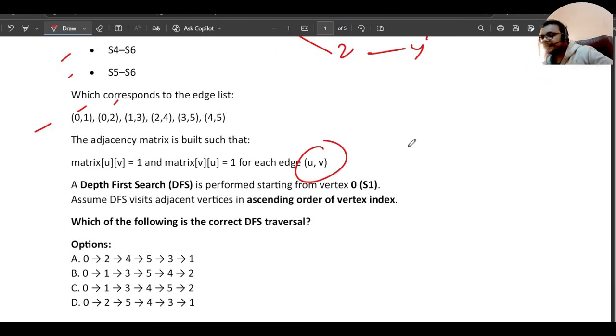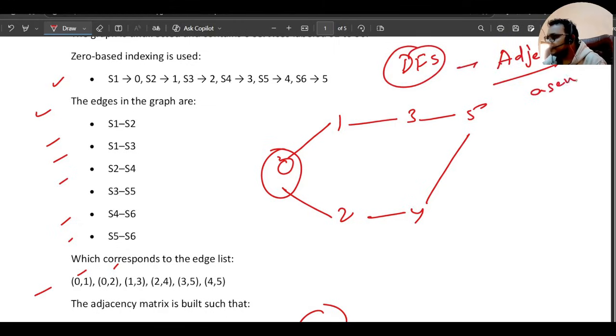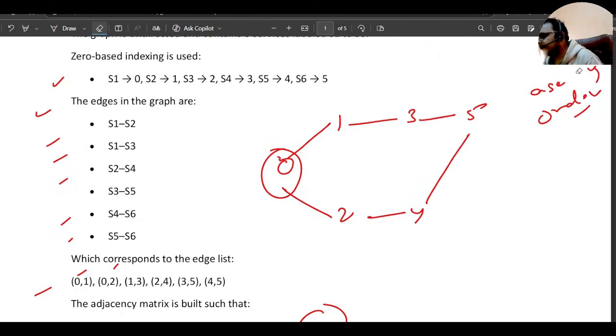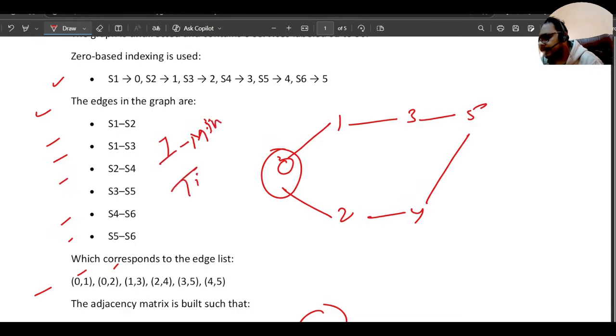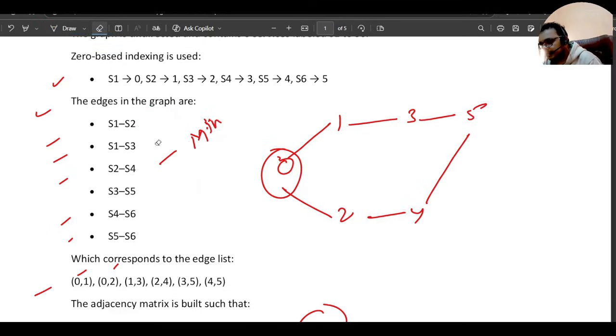They are saying that when we start our DFS traversal, it goes in adjacent ascending order. So what will be the traversal of DFS? I hope you already know the basic property of DFS. Then I will tell you how to solve these kinds of questions in 1 minute, because in the exam you will be getting a 1 minute timer. To explain it better, listen carefully. They are saying we need to go in ascending order.